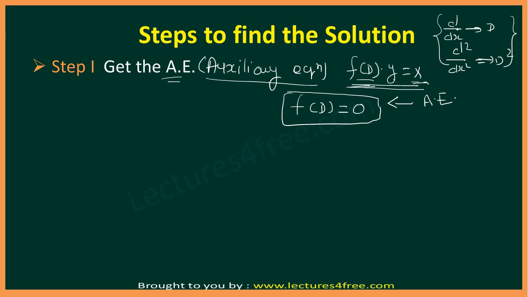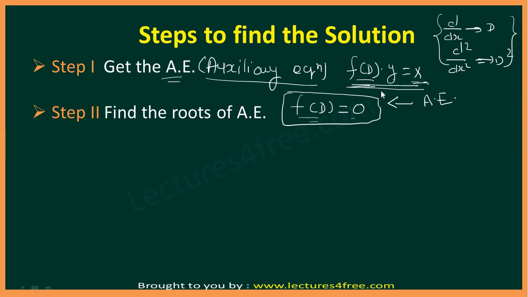That means replace d/dx, or d by any independent variable, by capital D and get the auxiliary function. What is the auxiliary function? f(D) = 0. This is the auxiliary function.